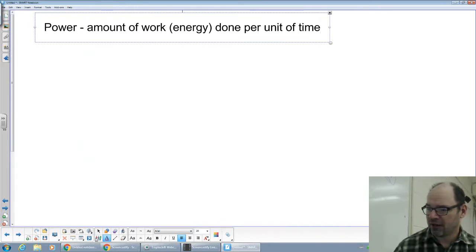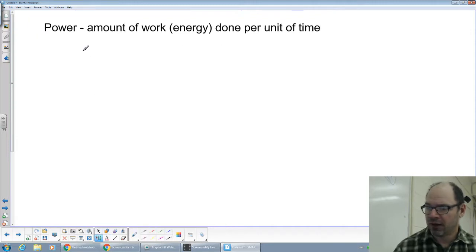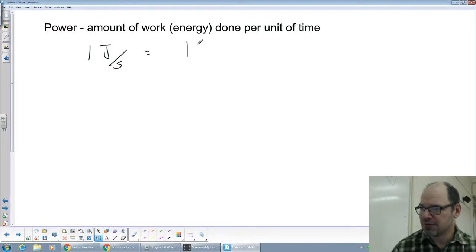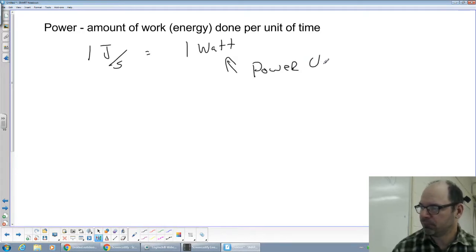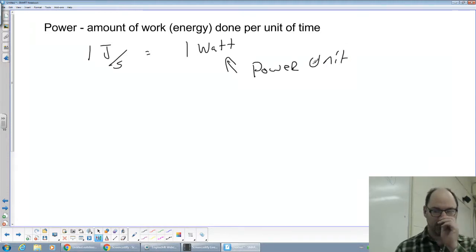Okay, so energy over time. If we look at that, we'll have 1 joule per second. And energy over time equals 1 watt. Okay, so that's the unit of power. 1 joule done per second gives us 1 watt. A lot of times we get into the kilowatt area.